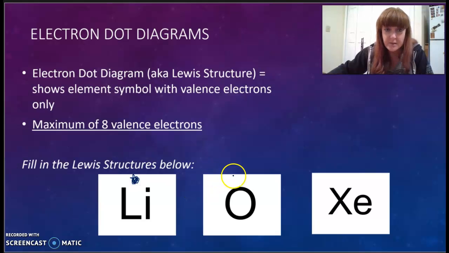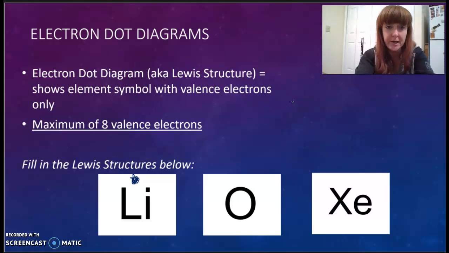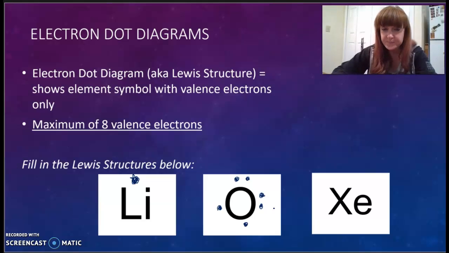That's it. But if you look at oxygen, so oxygen is in, well, group 16 if you're looking at just numbers, or 6A if you look at those Roman numerals on your periodic table, and that means it has 6 valence electrons. So we put 6 dots around oxygen. There is kind of a special way to do this, but for now we'll just go with this to show those 6 valence electrons. Then let's look at xenon.